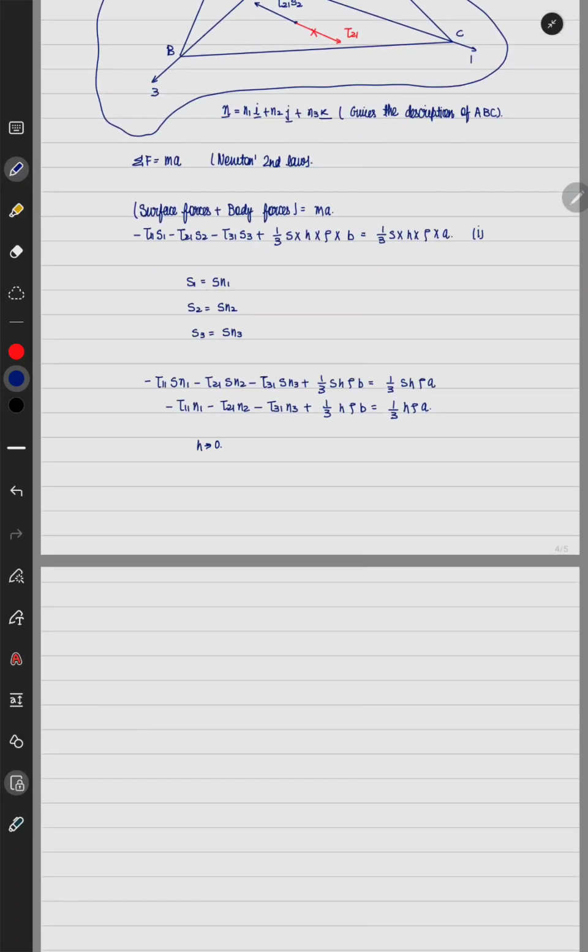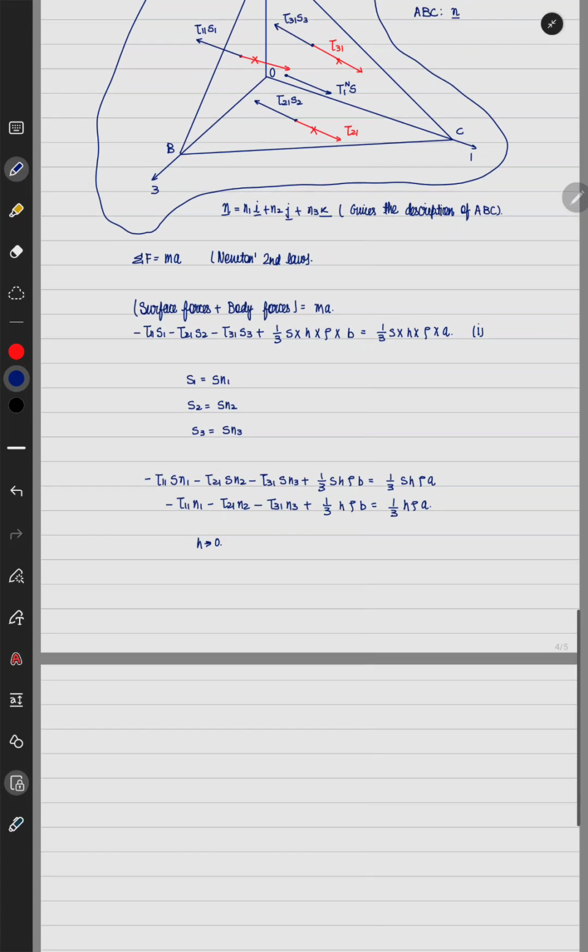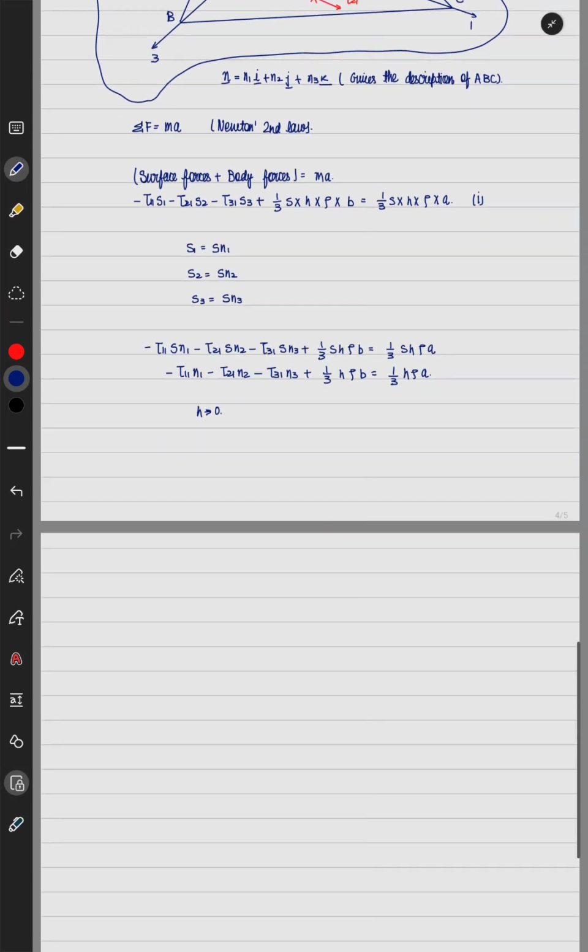Now I want to get the pointwise description of the particular equation that we have derived. We have derived it for where H is very significant. Now we are saying that H is tending to 0, or the element that I have taken is very small. In that case, what will happen?